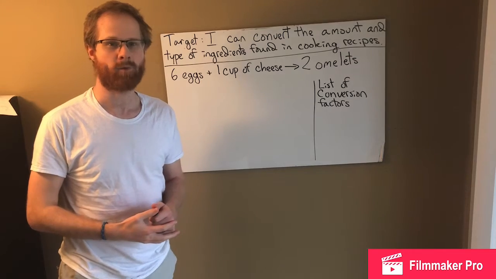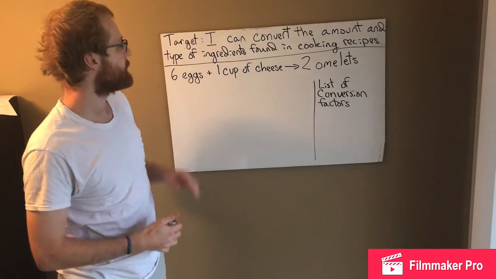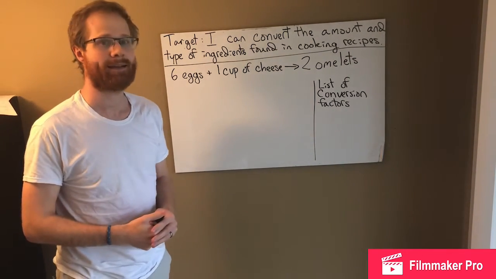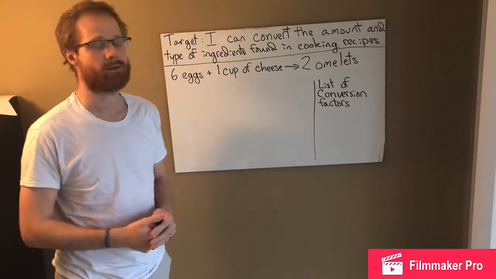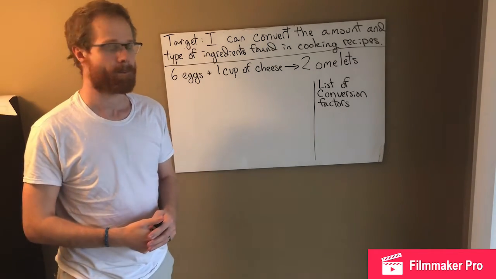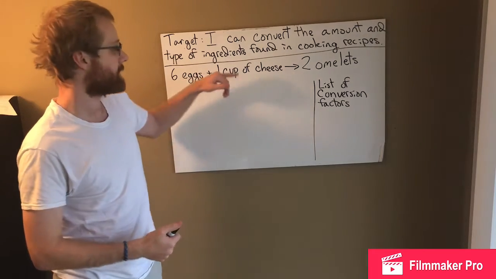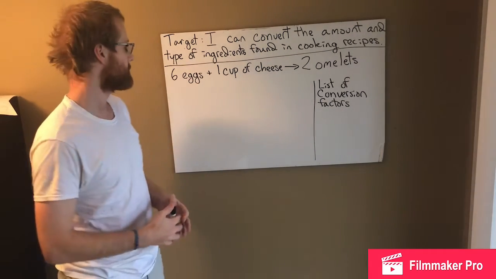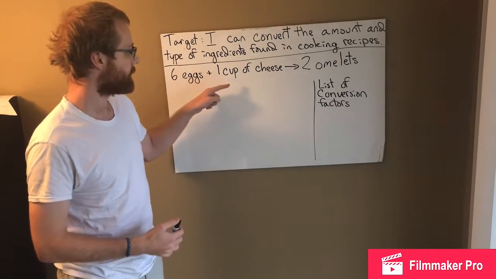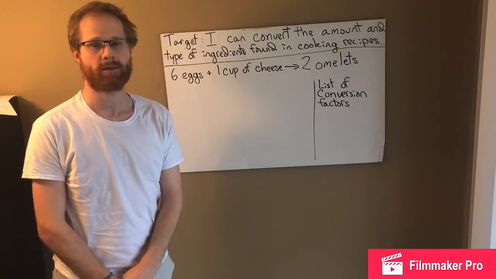Everyone, happy Wednesday. Today's target is to be able to convert the amount and type of ingredients found in cooking recipes. Today we're going to be looking at a recipe on how to make omelets. This recipe calls for 6 eggs, 1 cup of cheese, and 2 omelets.